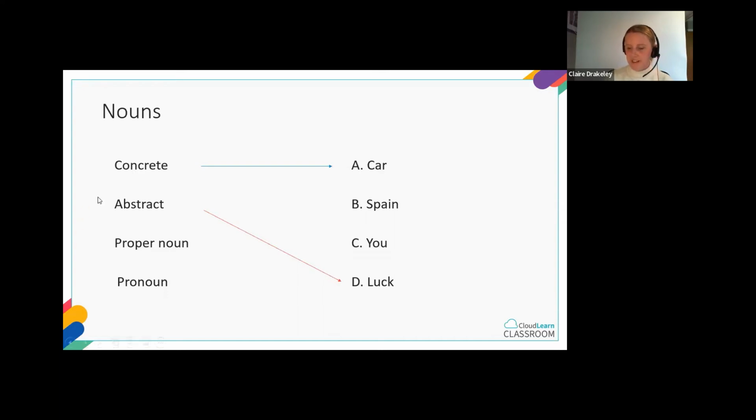Absolutely. Yes, a proper noun has a capital letter. Spain. I know all of these have a capital letter. I deliberately did that to fool you. But Spain should always have a capital letter, no matter where it comes in the sentence, because it is a proper noun. It is the name of a specific place. Last one.